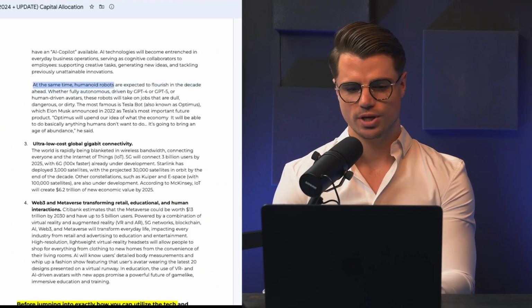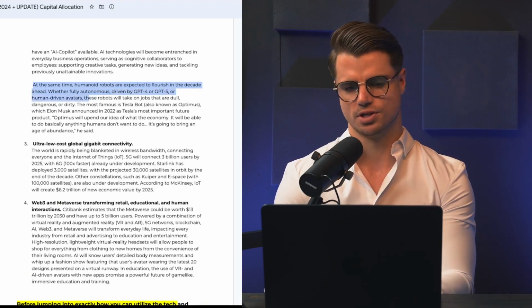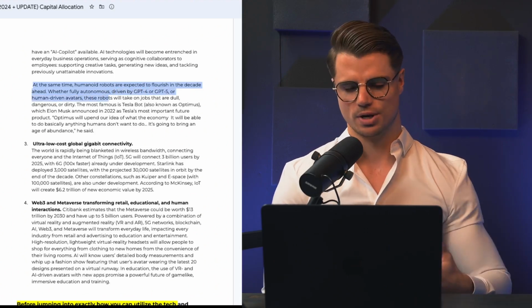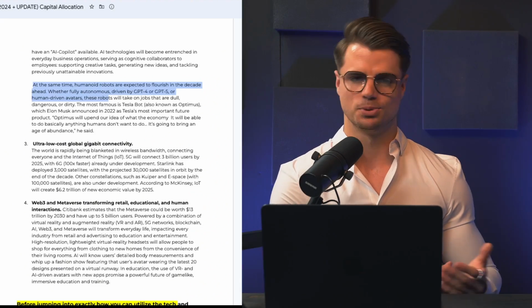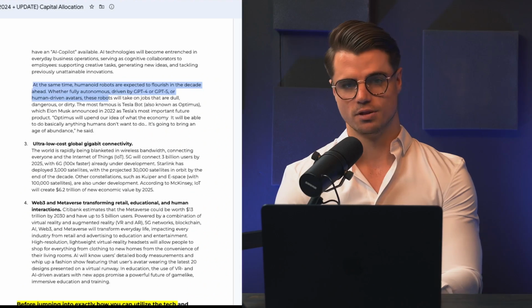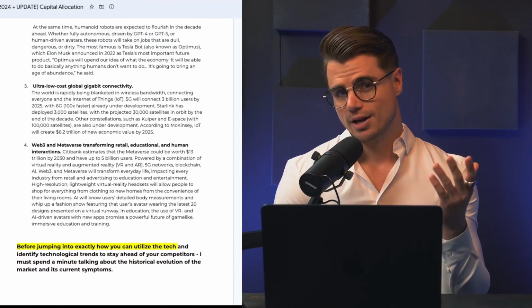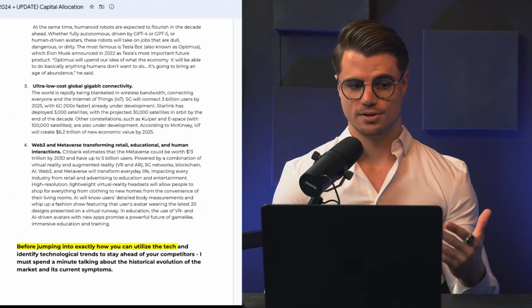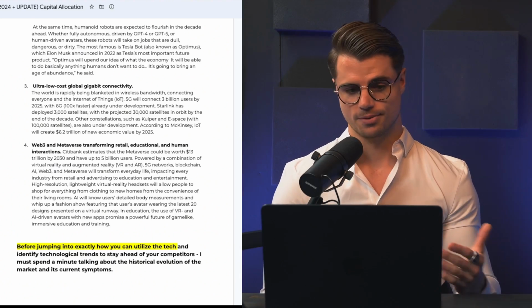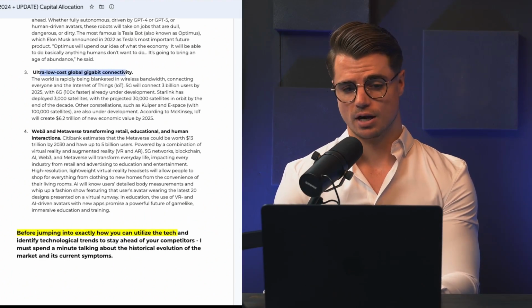Whether it's fully autonomous driving, GPT-4 or GPT-5 or whatever the situation might be, we have seen what Elon has been pushing recently in terms of different things. And again, whether you love or like Elon is not really the point, but you have to pay attention to technology, because you cannot fight it. You can only understand its capabilities and how you can align with it. Ultra low costs and gigabit connectivity is a very, very important point.